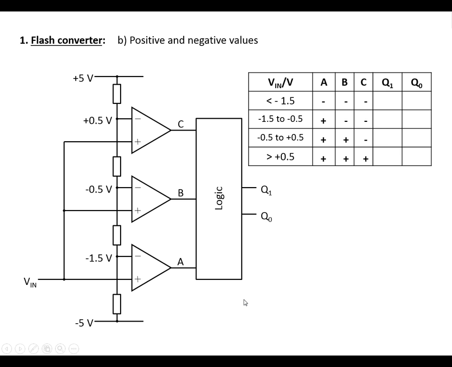If we want positive and negative values, what we've got to do is set the chain of resistors here to give us the voltages that we want. So the ranges we're going to do are greater than 0.5 volts, but to the nearest volt it's 0 volts, to the nearest volt is minus 1, and minus 2 volts to the nearest volt. And the outputs of the comparators are exactly the same as before, but this time we're going to use 2's complement for the outputs. So this is equivalent of 0, that's equivalent to plus 1, minus 1, and minus 2.